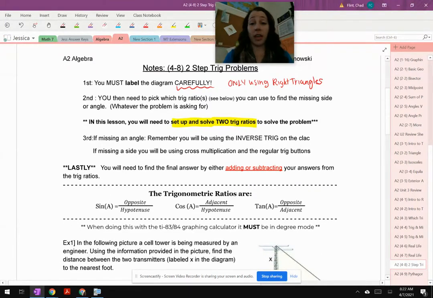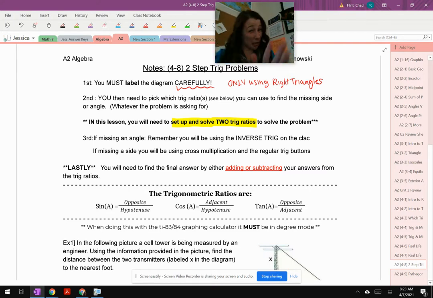You still need to label them, like I said, very carefully with opposite, adjacent, hypotenuse, all of that stuff. But you're going to have to do it twice. You're going to need to do it once for one triangle and then again for the other triangle. And they might be on top of each other, overlapping. So it might be a little cray.